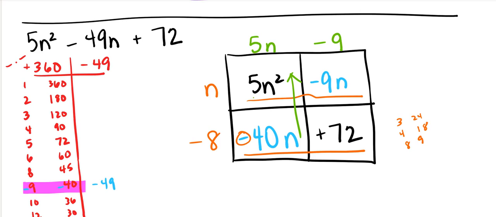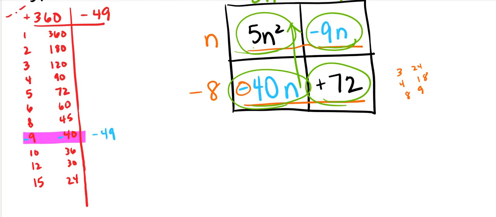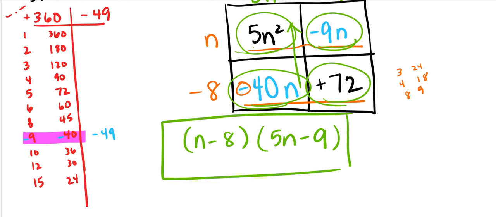Again, double check. Do they multiply to be 5n squared minus 9n minus 40n plus 72? They do. So my factors are n minus 8 and 5n minus 9. There you go. Good luck.